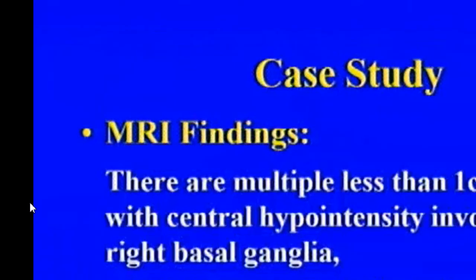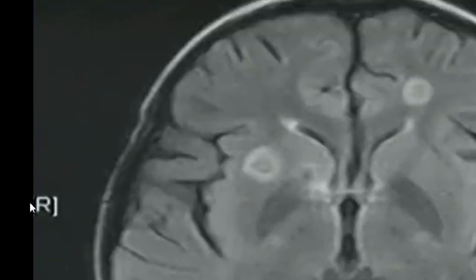And we did MRI. There were multiple less than 1 centimeter lesions with central hypointensity involving the basal ganglia. The left thalamus and the frontal white matter bilaterally had these lesions as well. And this is the MRI, and you can see the coin-like lesions that are here, that are centrally translucent. I asked the radiologist, what could this be? And he said, this is an immunocompromised patient. These are typical of toxoplasma.